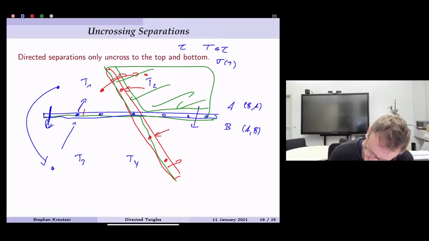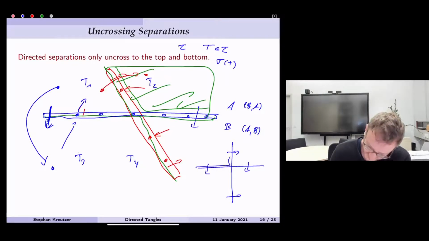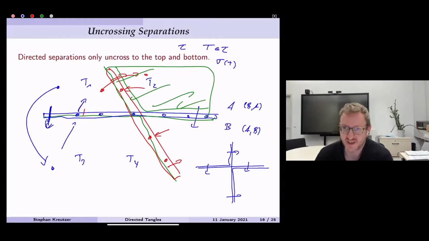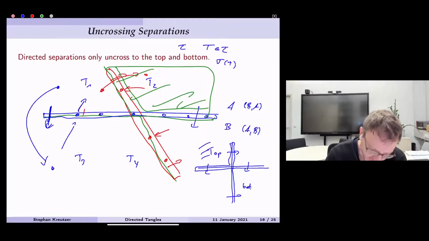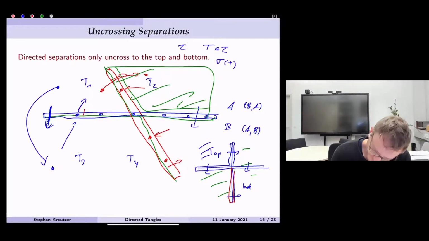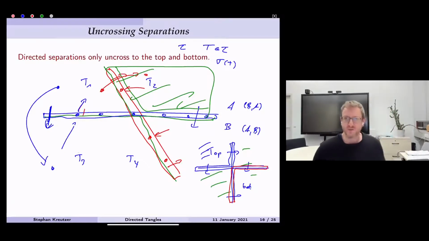Well, what is true is if you have a pair of crossing separations like this, then two corners uncross, namely this corner here and this corner. Okay. Because these are separations, and so if you call this the top side and this the bottom, then you could take this corner here, and then this would be one side of the separation, and the rest would be the other side. And the same here for the lower right corner. And you can prove submodularity just in the way of the undirected case.